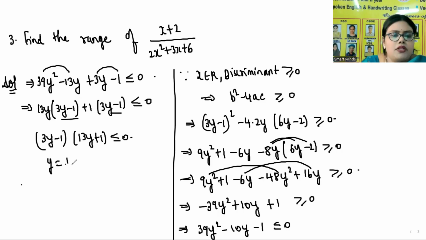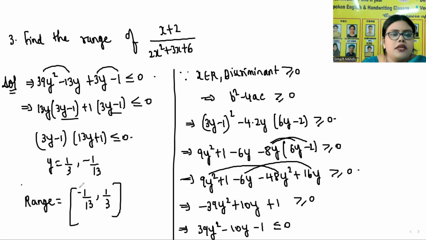So y equals 1 by 3 and minus 1 by 13. So what is the range? Range is, first you write the smaller number, minus 1 by 13 and 1 by 3. What does it mean? That means the values of x lie between this interval.